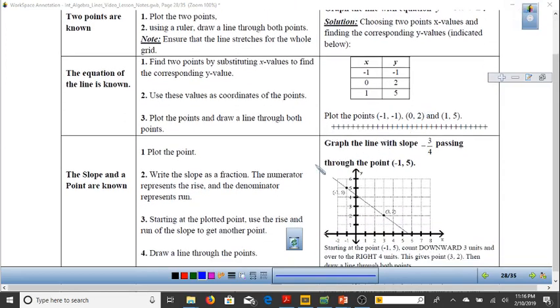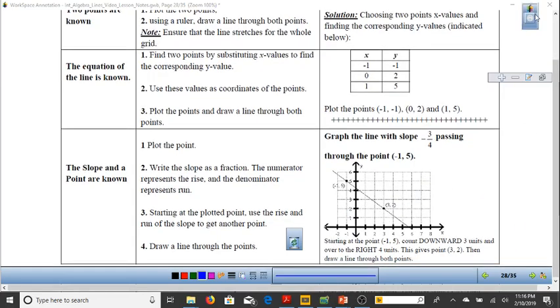If you're given the slope and a point, just as we said, plot the point and then use the slope to get another point by doing what the slope says, rise over run. If the rise is negative, then you go downward. If the rise is positive, you go upward. If the run is positive, you go to the right. If the run is negative, you go to the left.